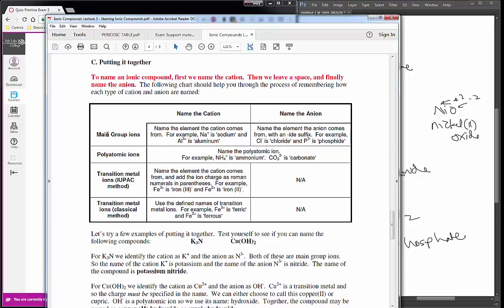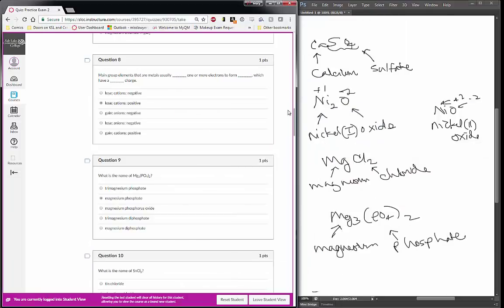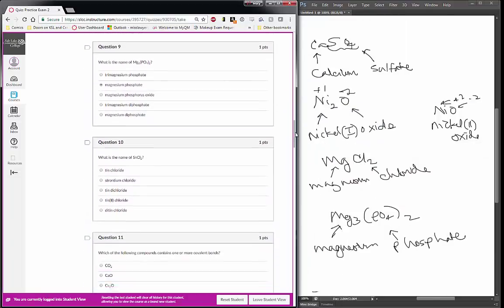And then second of all, what type of cation you have, what type of anion you have, and then follow those naming rules. If you can do that, you'll be great.